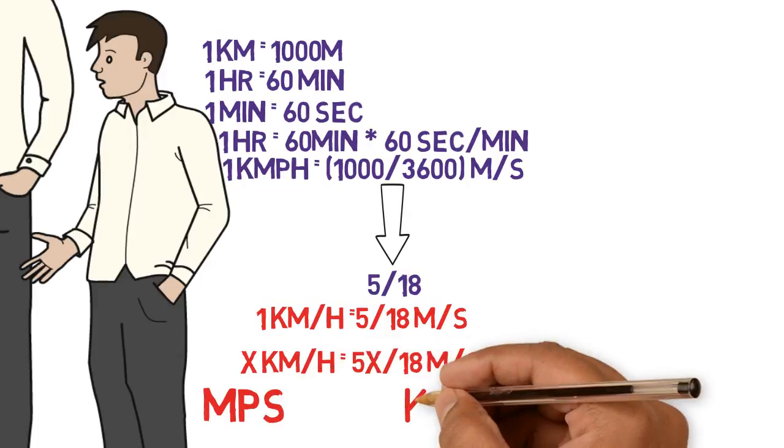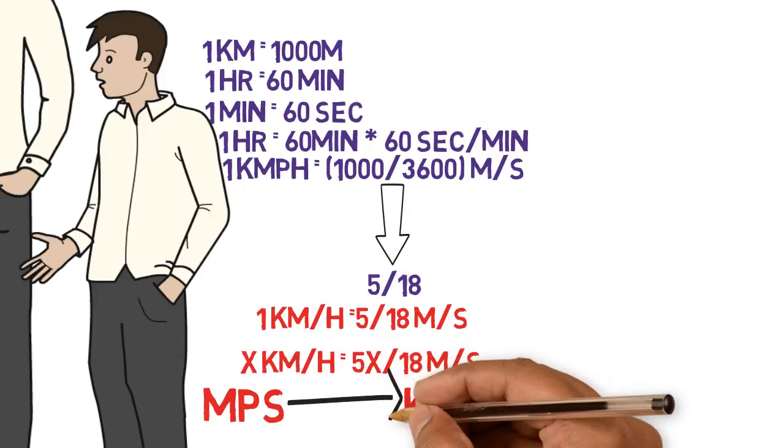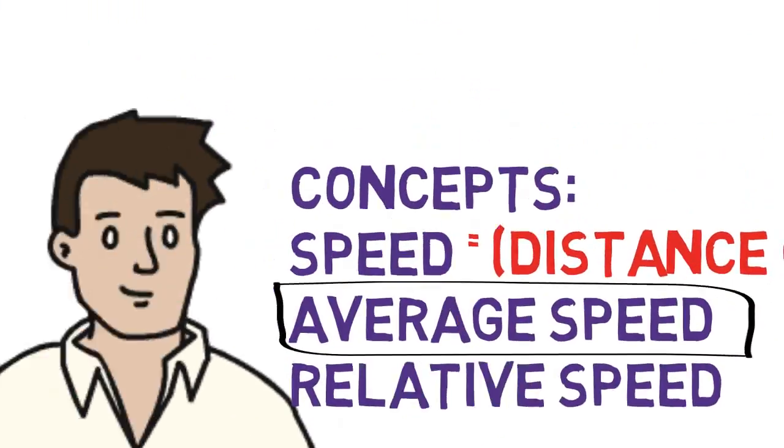Similarly, if we have to convert meter per second into kilometer per hour, we can multiply it by 18 by 5. Now we will focus on average speed.